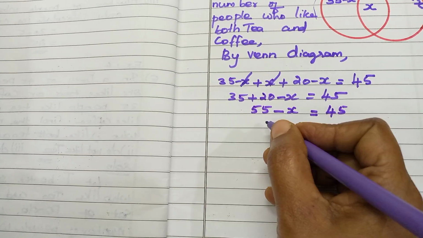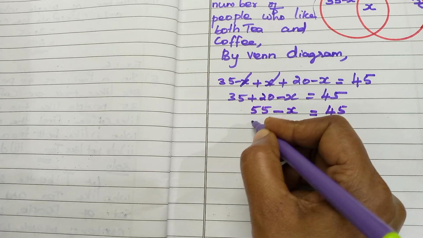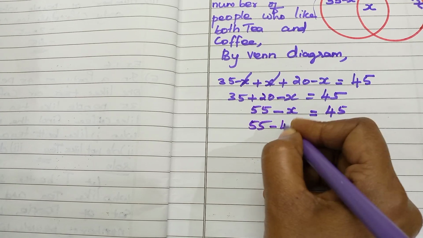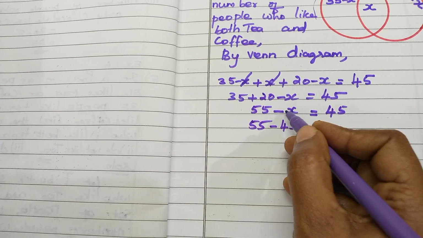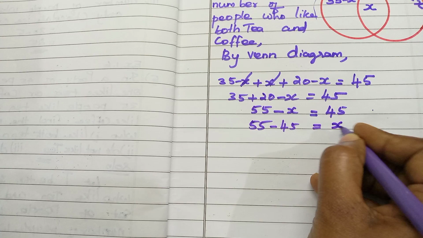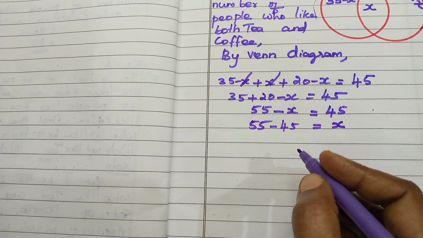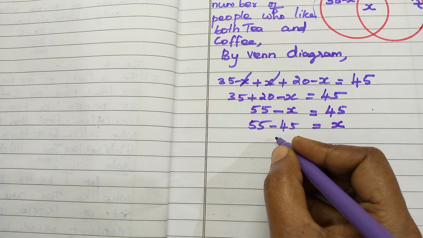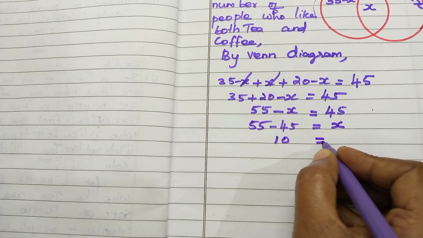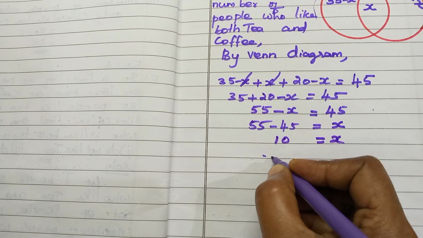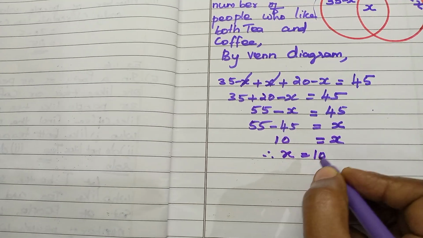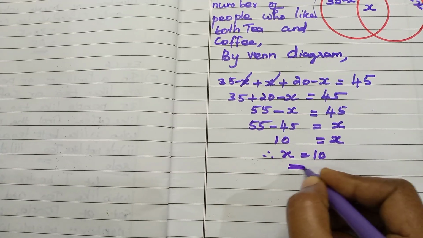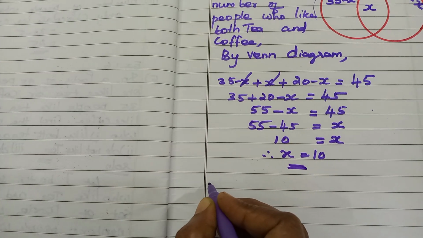Now bring the number term to one side and the x term to the other. So 55, when we take 45 to this side, becomes minus 45, equal to, taking minus x to the right side, it becomes plus x. When we change sides, the sign changes. So 55 minus 45 equals 10, 10 equals x. Therefore x is equal to 10. So the number of people who like both tea and coffee is 10. First subdivision over. Let's do the second subdivision.